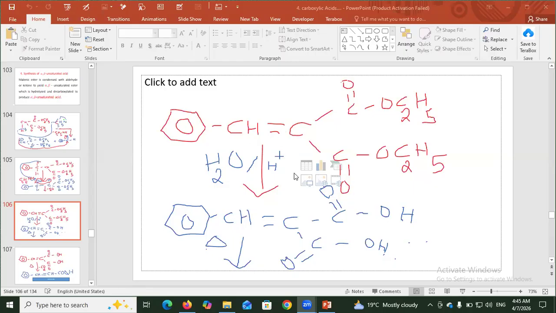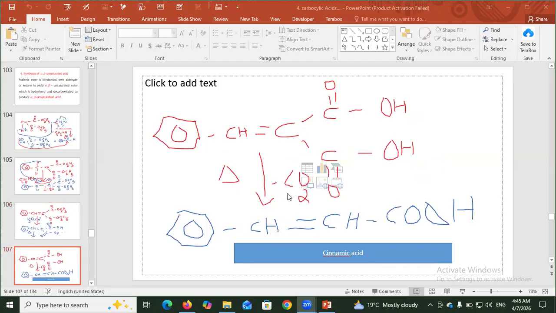Okay, hydrolyze and convert it into carboxylic acid and heat it to remove the carbon dioxide, cinnamic acid.